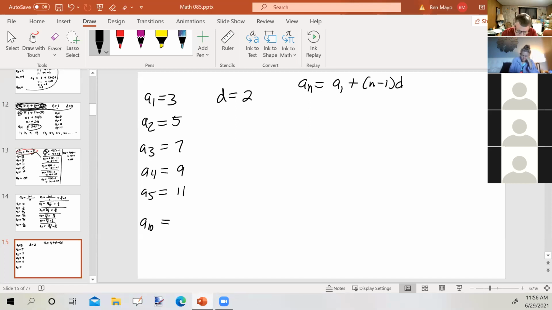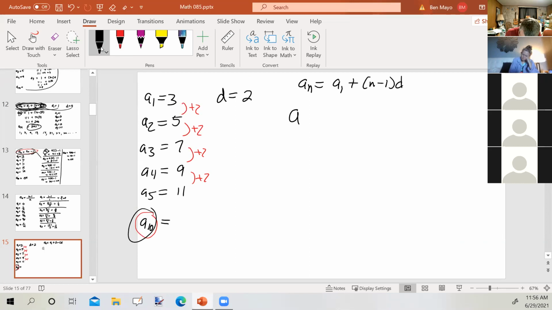Okay. And I suppose I could find a sub 6, a sub 7, a sub 8, a sub 9. But what if they wanted a sub 3,412? Because that would not be an unfair question. My point is, we're going to use the formula to find this. Here I just added 2, added 2, added 2, added 2, the common difference. But for this last one, I'm going to use the formula, okay?